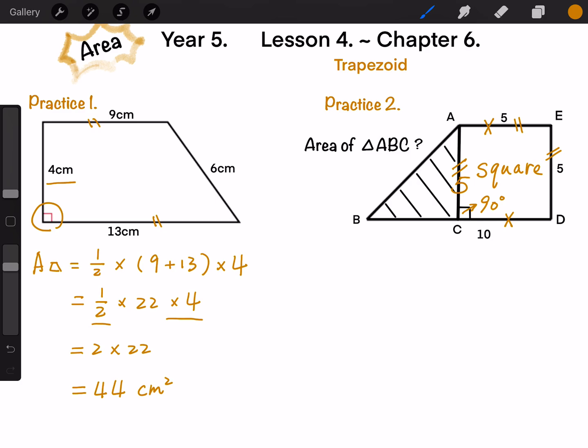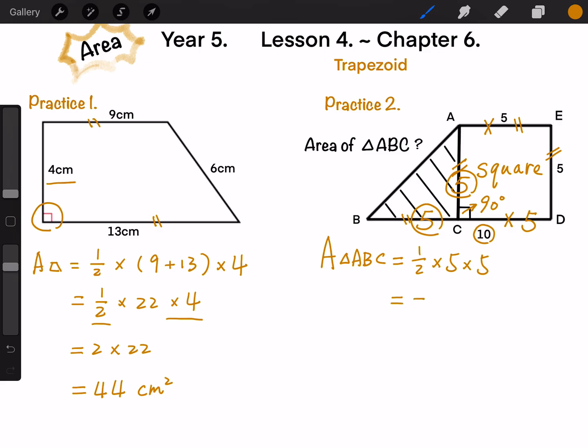and the length of CD is 5. And because the total length of BD is 10, we can tell BC is 5. Beautiful. So for triangle ABC, area equals 1/2 times a base, and then times the height on this base.